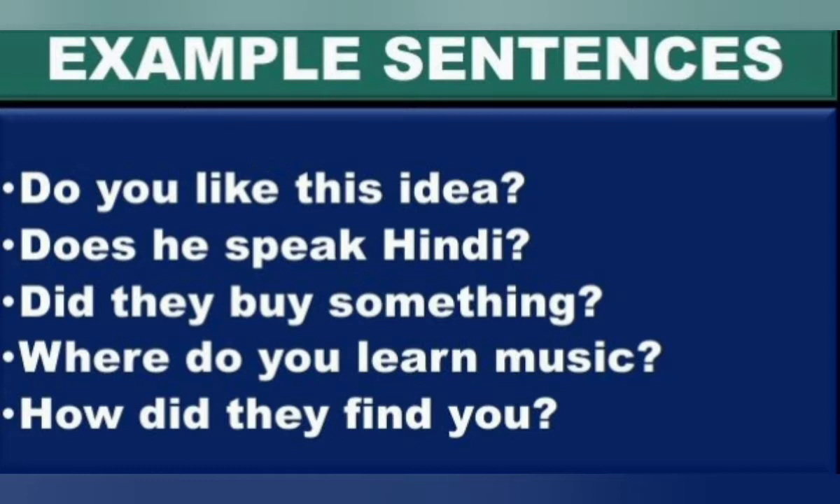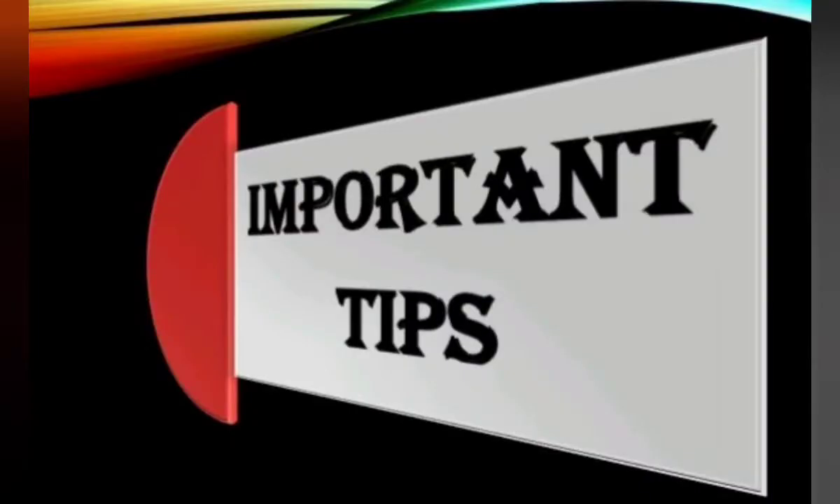We know that a yes or no question always begins with a helping verb, and a WH question always begins with a WH word. And here are some examples for you. Do you like this idea? Does he speak Hindi? Did they buy something? Where do you learn music? How did they find you? And here we see that the helping verbs do, does, and did are used for framing questions in simple present and simple past tenses.